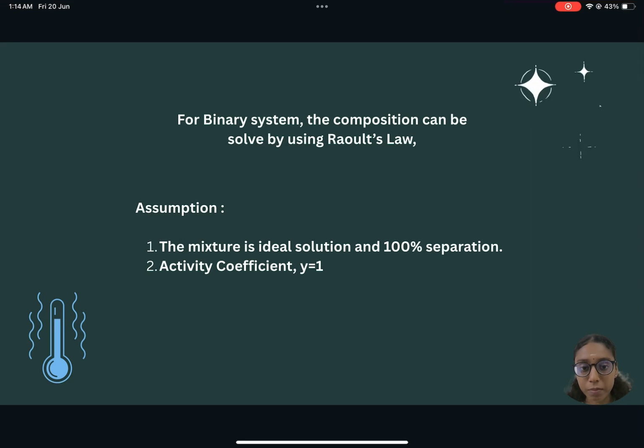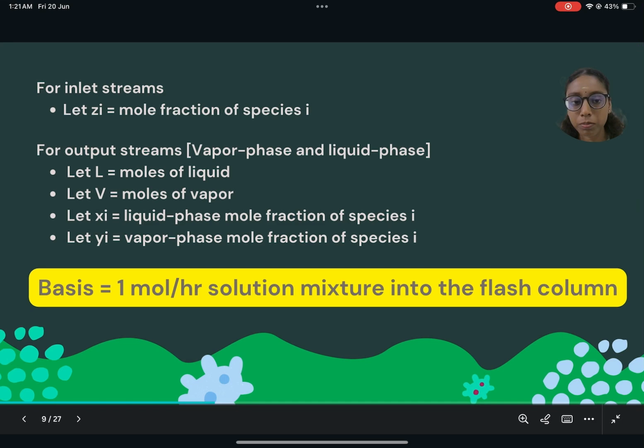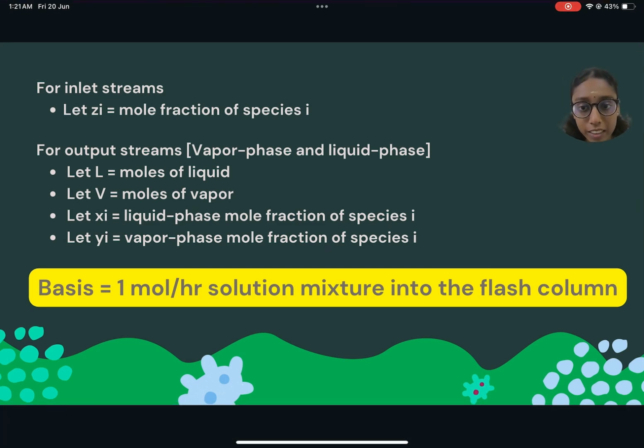For a binary system, the composition can be solved by using Raoult's law. The assumptions are that the mixture is an ideal solution with 100% separation. The second is that the activity coefficient gamma equals 1. These are the inlet streams, and for the outlet streams, the basis we put for this calculation is 1 kilomole per hour of solution mixture into the flash column.